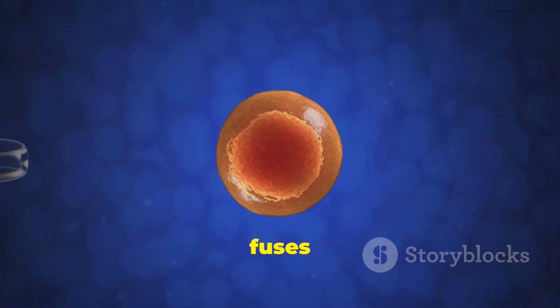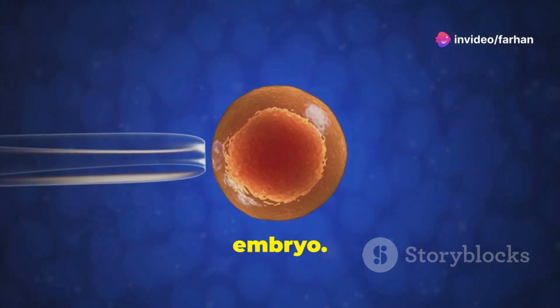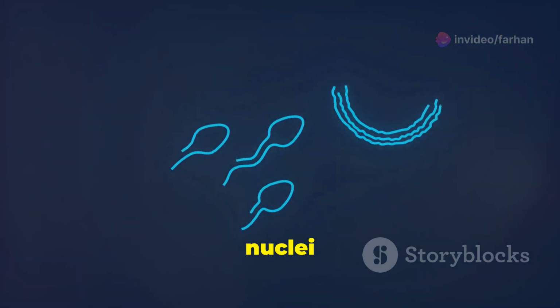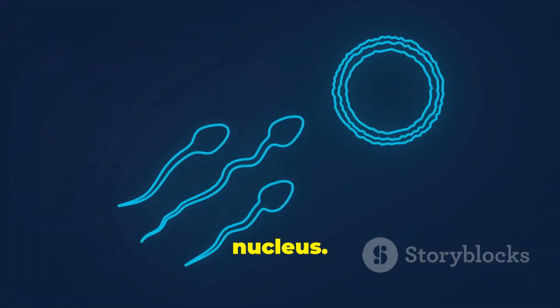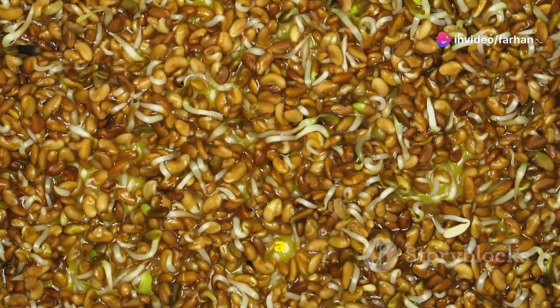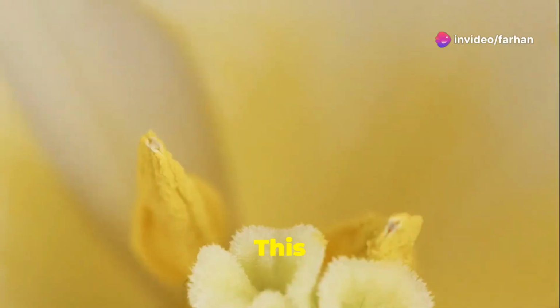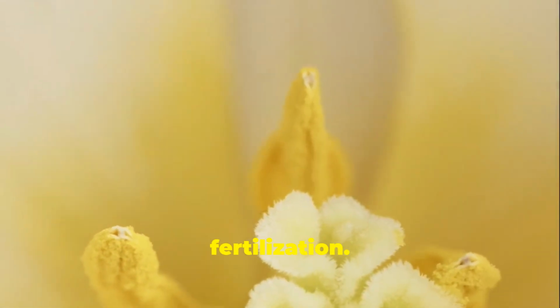One sperm cell fuses with the egg cell to form a zygote, which will eventually develop into the embryo. The other sperm cell fuses with the two polar nuclei in the central cell, forming a triploid 3N nucleus. This triploid nucleus gives rise to the endosperm, a nutrient-rich tissue that nourishes the developing embryo. This process, unique to flowering plants, is known as double fertilization.